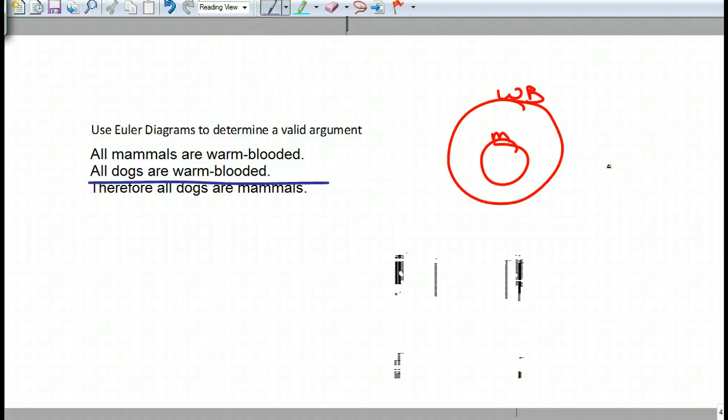Now, where do I put that circle? You can put it inside warm-blooded or inside mammal. Yep, I could put it right here. I could put it right here. I could also put it like this. It would be anywhere inside that warm-blooded circle. So it says, therefore, all dogs are mammals. Well, that's only true if that circle's inside the mammal circle. But there are 2 other possibilities where it's not. So this is an invalid statement.